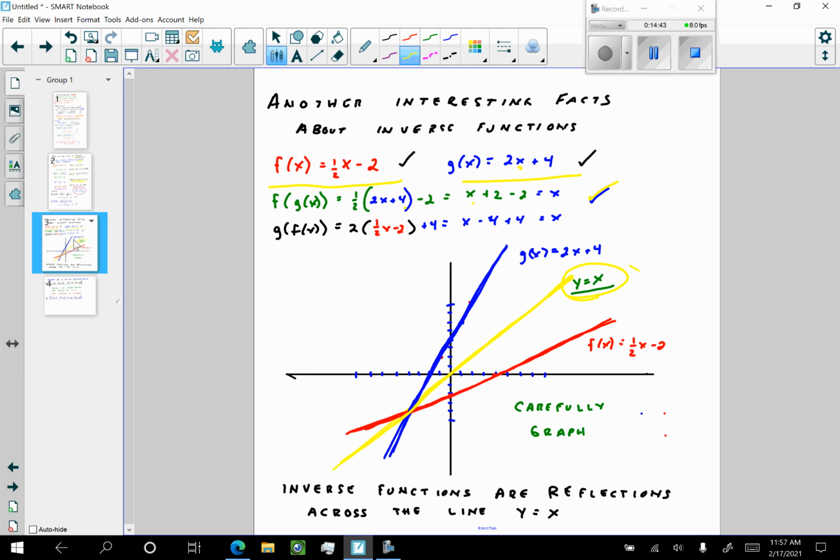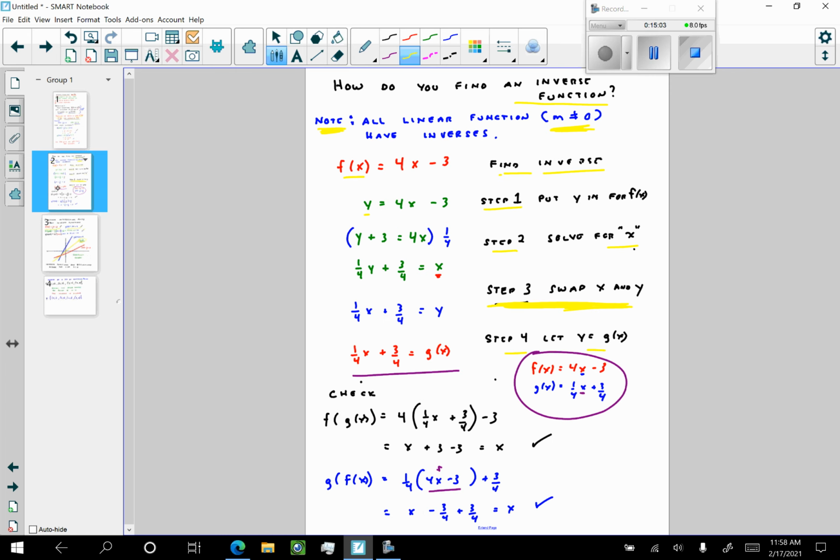Slide 3, this was slide 4, where we graphed the lines. We had two functions, determined if they were indeed inverses, and we saw that the inverses are reflections about the line y equals x. And then slide 2 was how you find an inverse, and we're only going to find the inverse of linear functions right now. And I had the steps, step 1, step 2, step 3, step 4. Once we found the inverses, we did indeed check them.